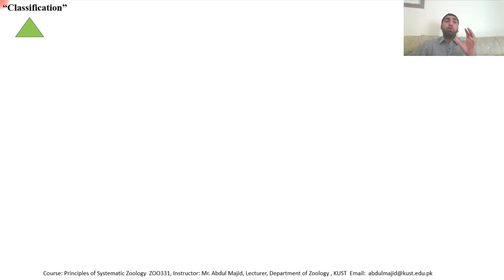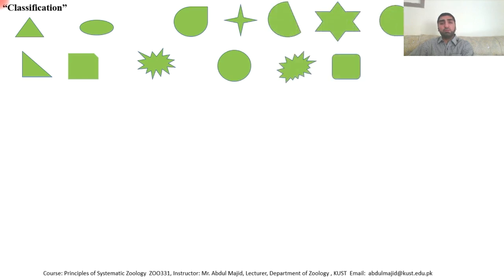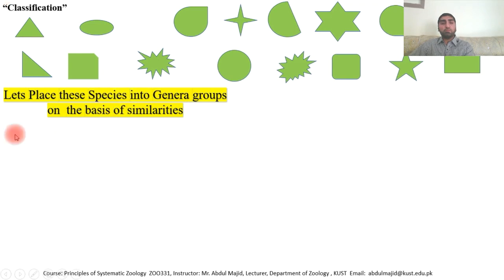For example, we have objects like this triangular shape. This is also a triangular shape. So, the spherical shape. These the rectangular shapes. So we have the star shapes. So we have these different objects. Okay. Now we have these different objects. We are not talking about the species, the animals. We are just talking about objects.